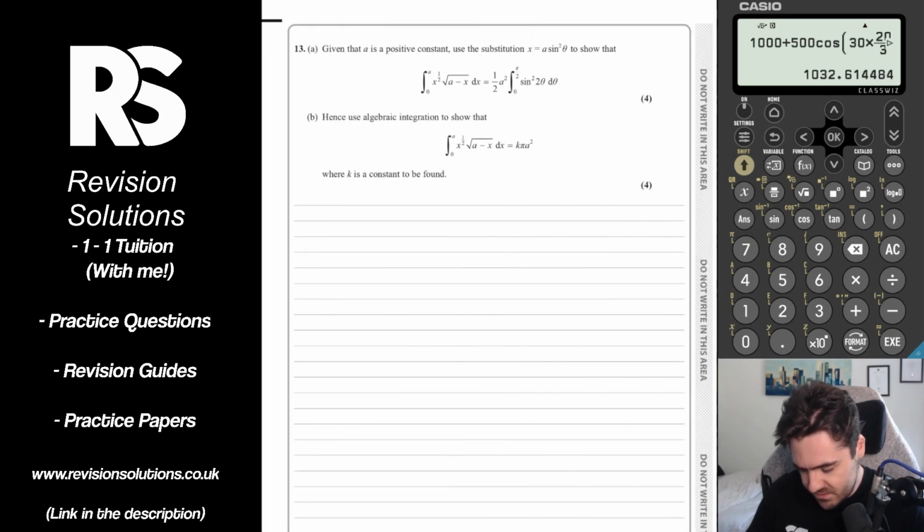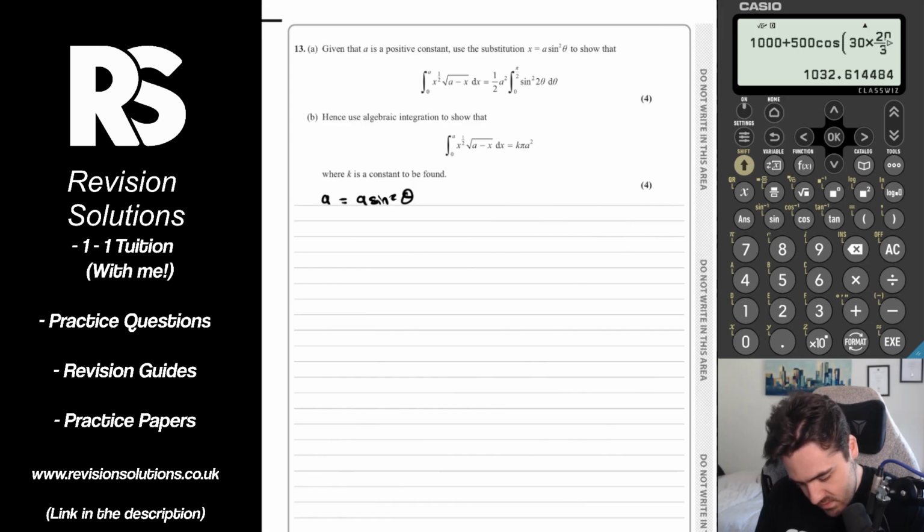Okay, moving on to question 13. It says, given that a is a positive constant, use the substitution x equals a sine squared theta to convert this integral into the right-hand side integral. So let's just start with the process of substitution. There's 3 steps we're going to have to do. We're going to have to change the limits, the function itself, or the integrand, and the differential. Let's do the limits first. That's easy. So if we have a top limit of a, then a would equal a sine squared theta.